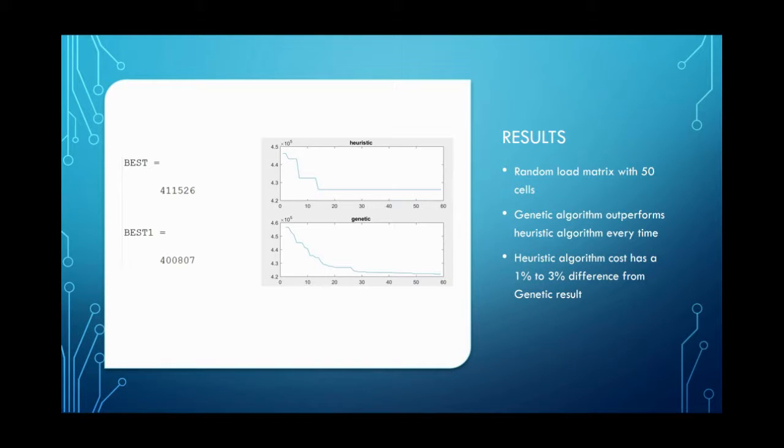Here are the results from our algorithm. Our algorithm was given a random load matrix with 50 cells, and every time the genetic algorithm outperformed the heuristic algorithm. The heuristic algorithm's cost tended to be between 1 to 3% higher than the genetic algorithm's result.